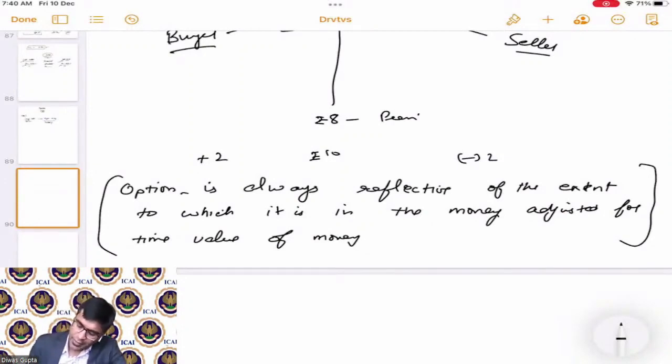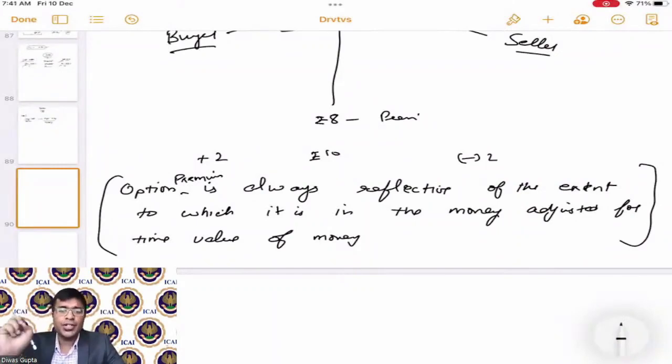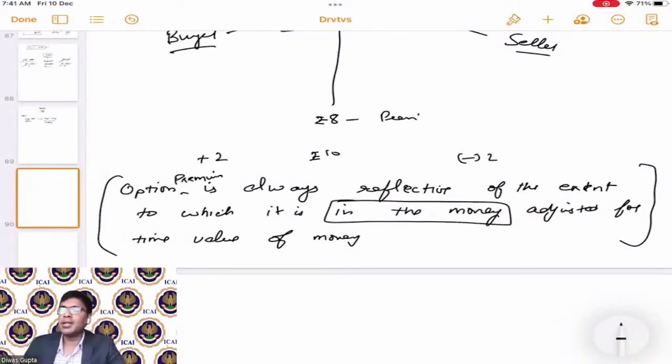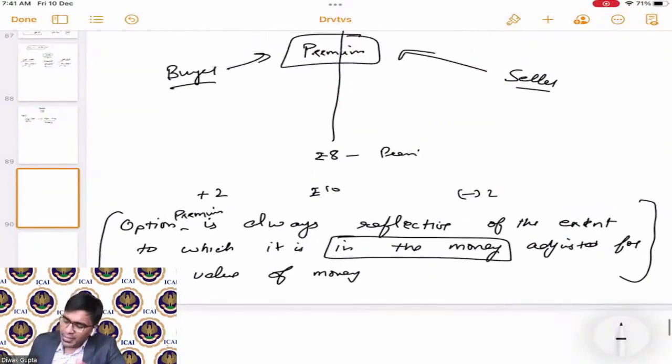So we can put here: option premium. Option premium is always reflective of the extent to which it is in the money, at the money, out of the money. You remember in the last class we discussed, in the money means that it is beneficial. In case of a call option, if the spot price is higher than the strike price, then it is in the money. Vice versa, in case of a put option, if the price is lower, then it is in the money. Correct. So, how will this premium get impacted?